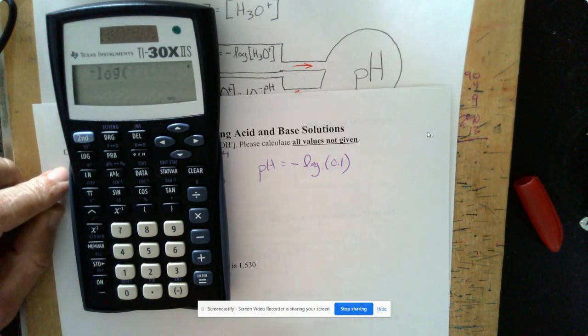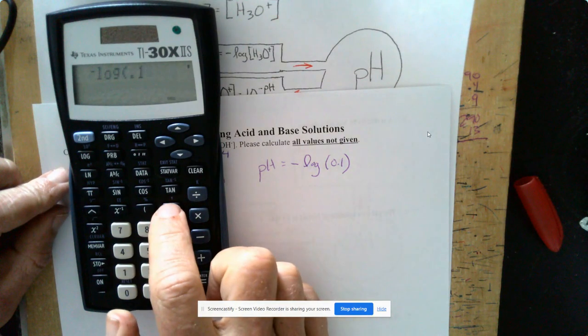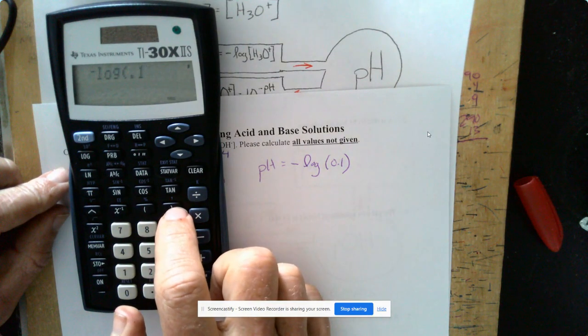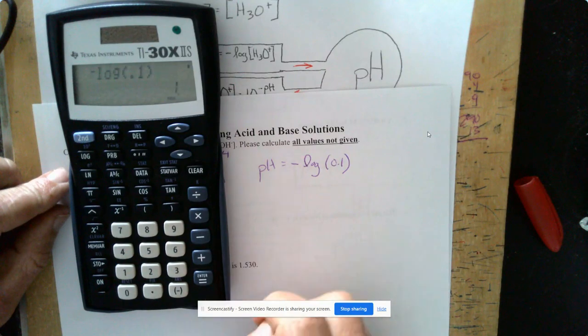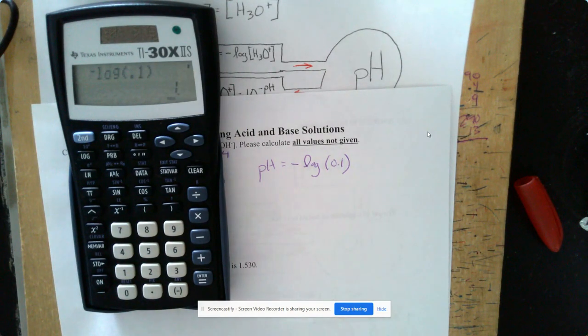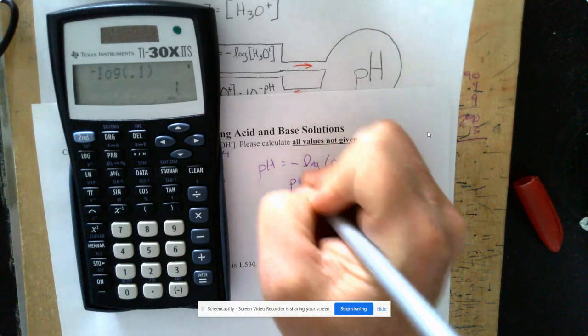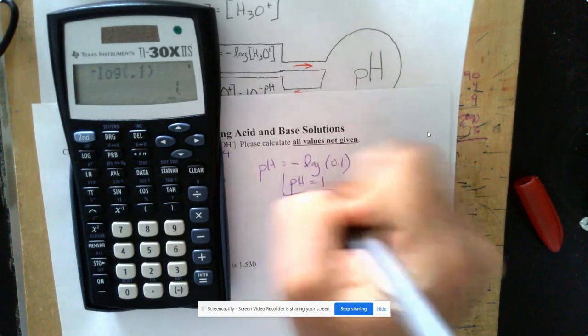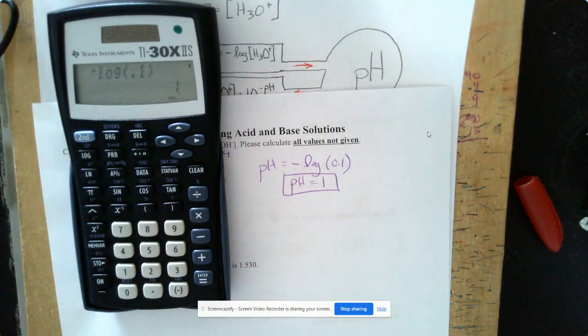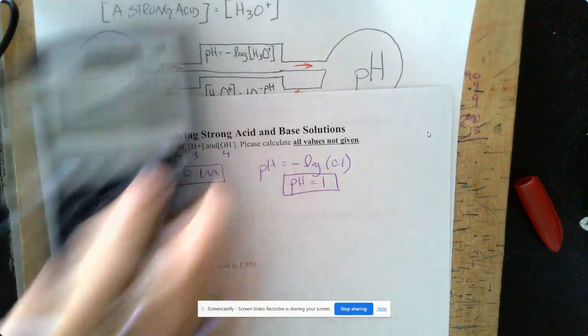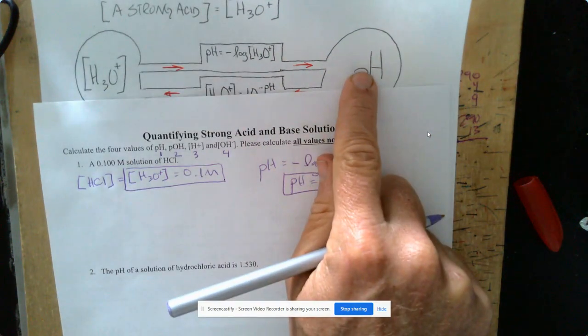Opposite of the log of 1/10. And then I have to close the parentheses. It opened it for me, so I have to close the parentheses. Boom. And push enter. And it equals 1. So the pH is 1. Yeah, nice. Okay, sweet. So we just got the pH.